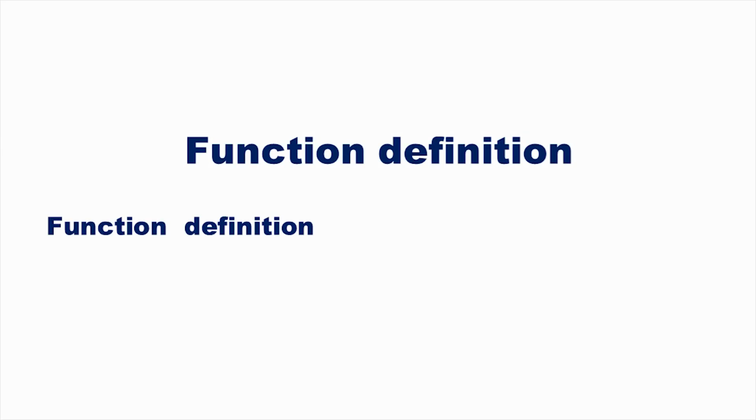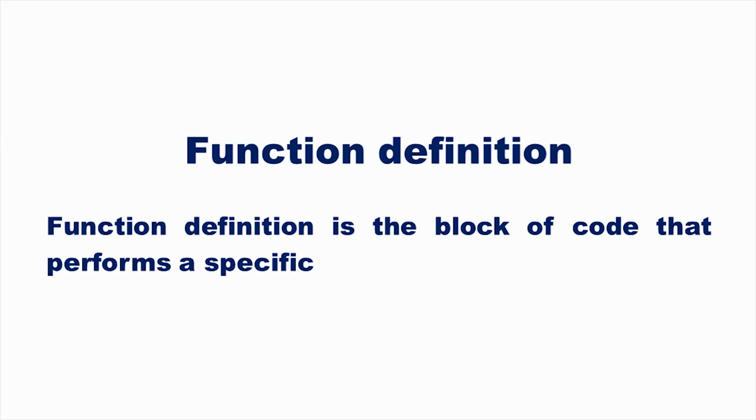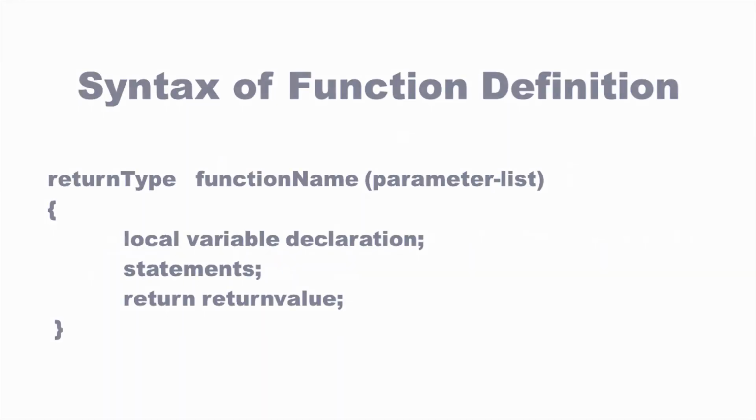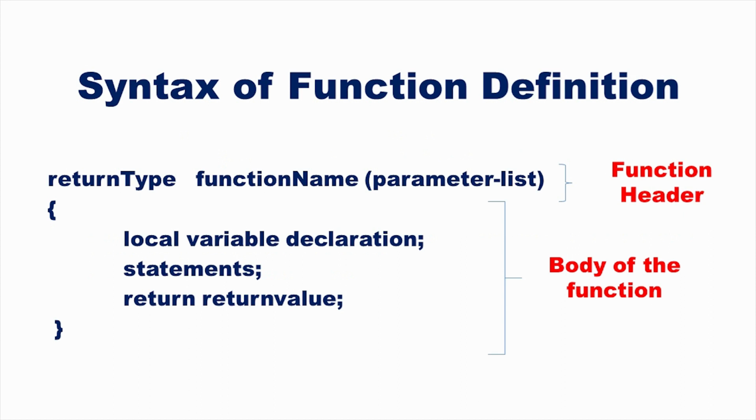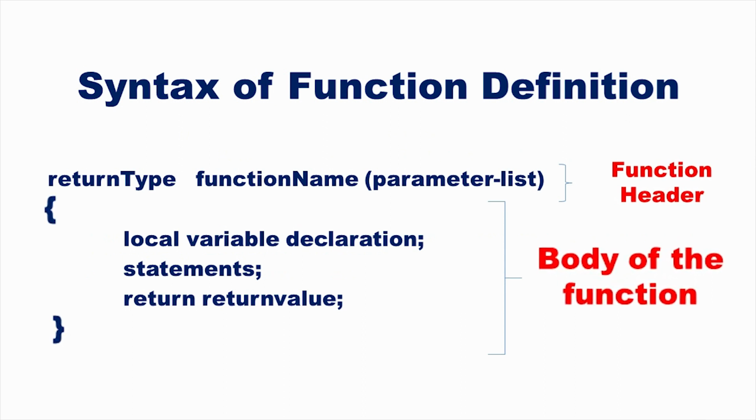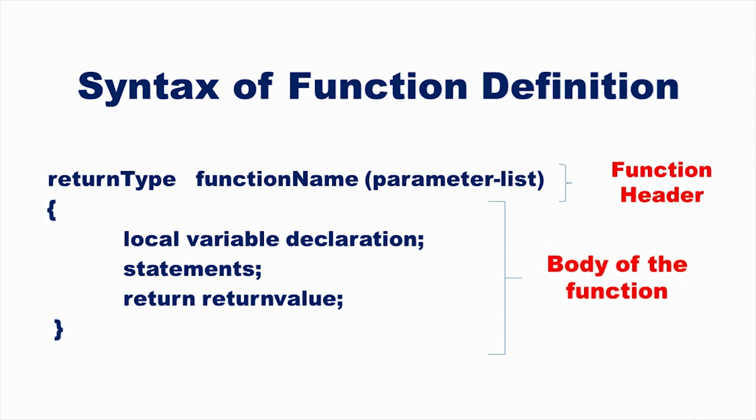Function definition is the block of code that performs a specific task. The general syntax of function definition is shown here. It consists of two parts: function header and function body. The first line of function definition is known as the function header. The statements within the curly braces are known as the function body.